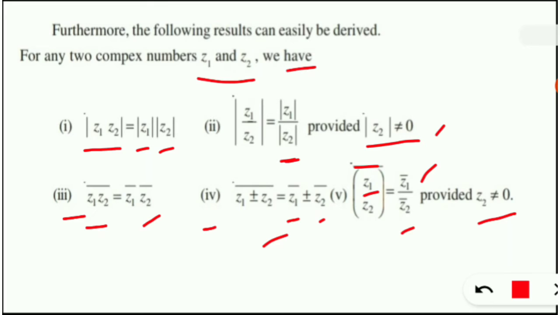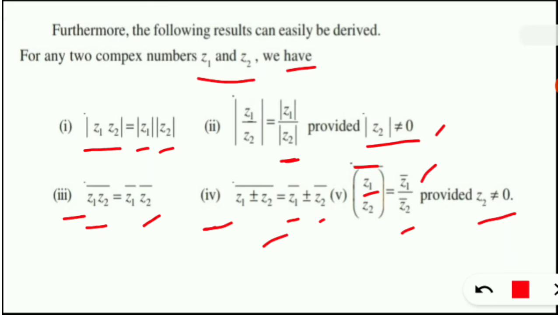Next, 3: z1 z2 bar equals z1 bar into z2 bar. 4: z1 plus minus z2 bar equals z1 bar plus minus z2 bar. 5: z1 by z2 whole bar equals z1 bar divided by z2 bar, provided z2 is not equal to 0.